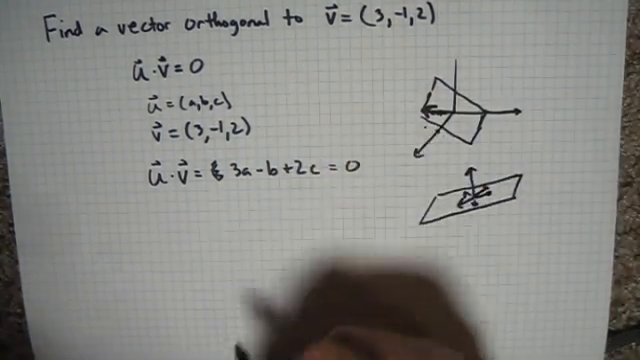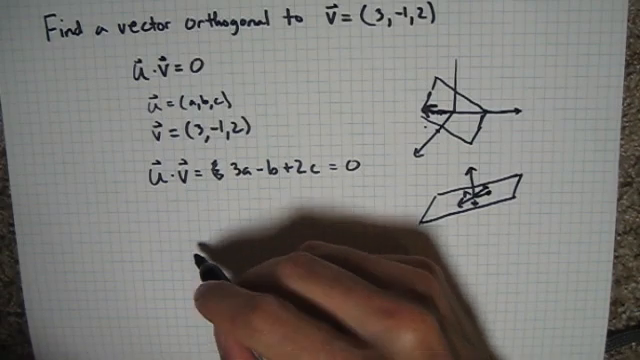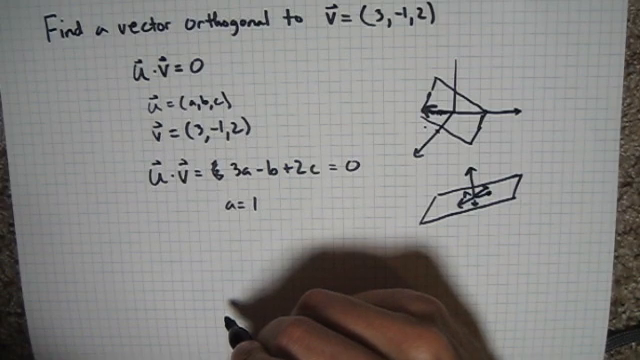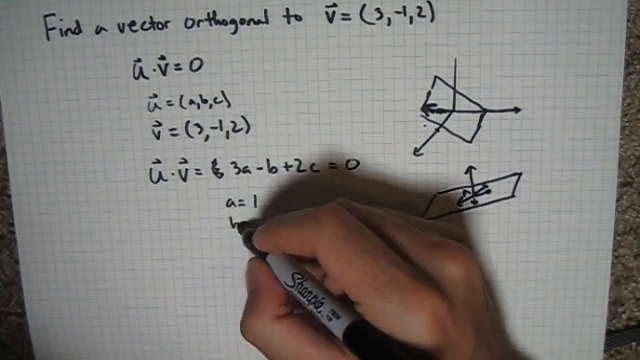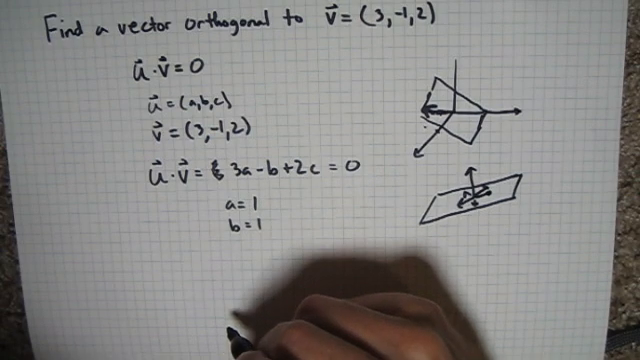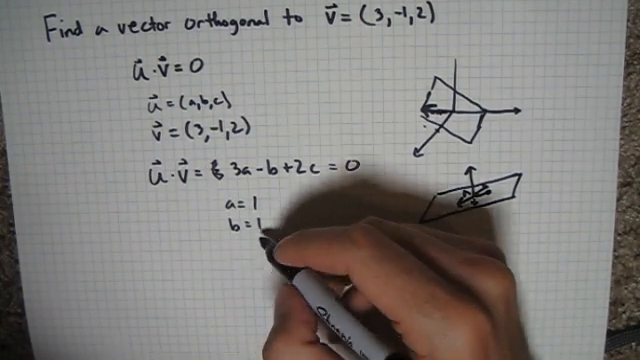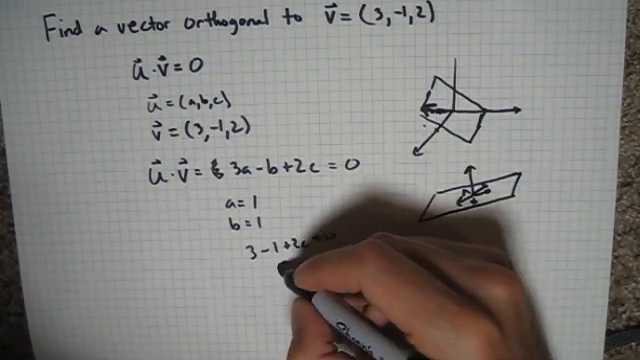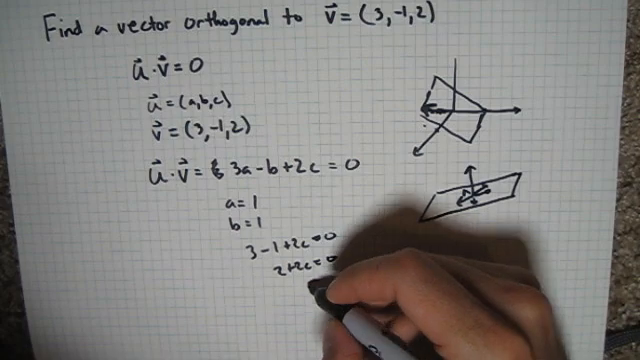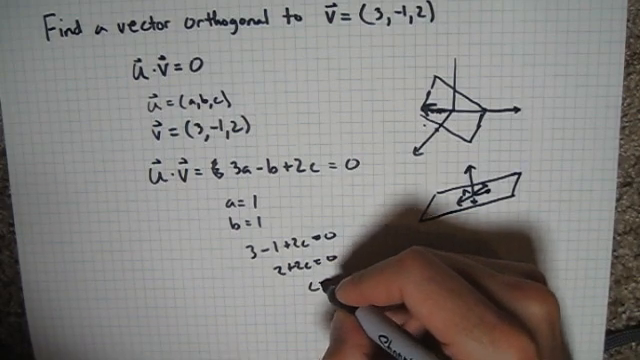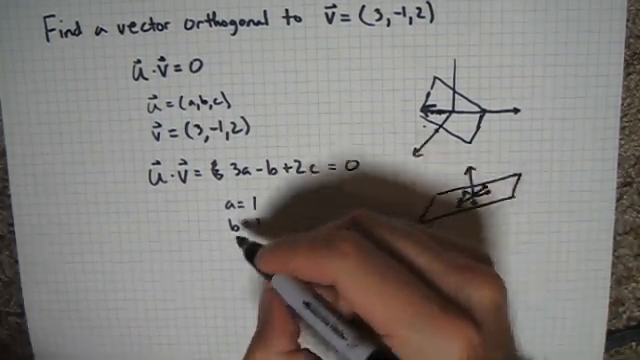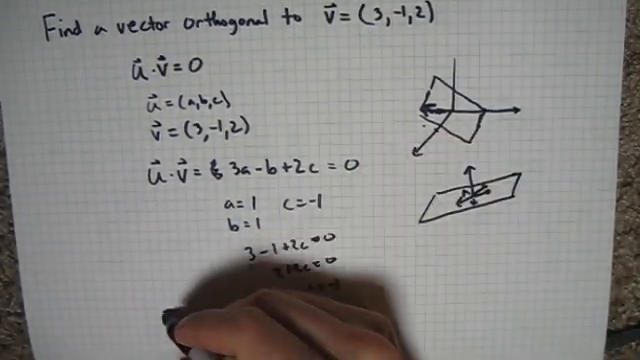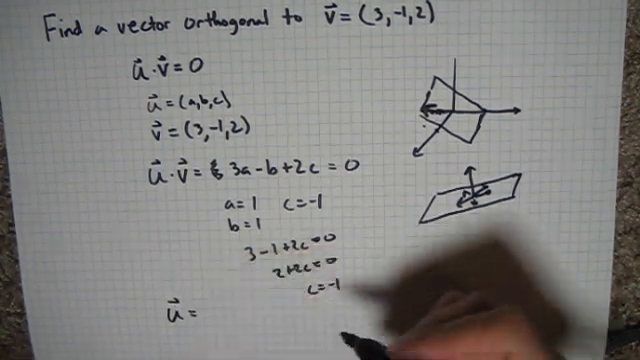So we can start off by making some choices. Let's say, for example, that a is equal to 1. And we could also make b equal to 1. If a and b are equal to 1, then we have 3 minus 1 plus 2c is equal to 0, or 2 plus 2c is equal to 0, which means that c is equal to negative 1.